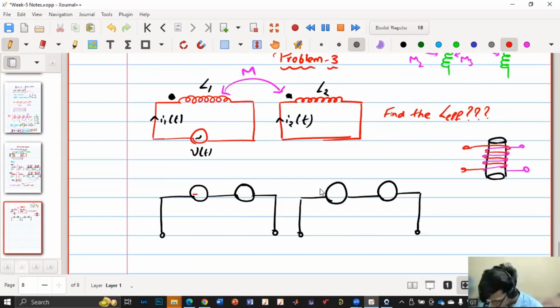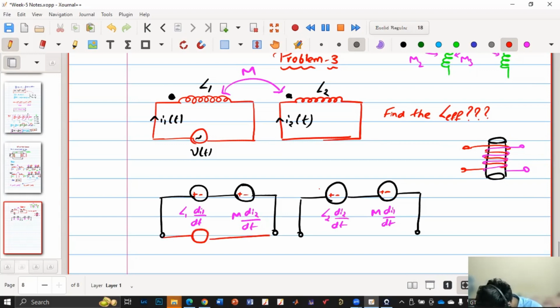Now what will be the polarity, plus or minus here? Plus minus, and here also plus minus, because first I will draw L1 di1 by dt and L2 di2 by dt. Now what will be the polarity of M di2 by dt? Is it the same or opposite? Same, because it is case one. Yes, you are right. I hope everyone is following. And this has V of t and this is shorted.